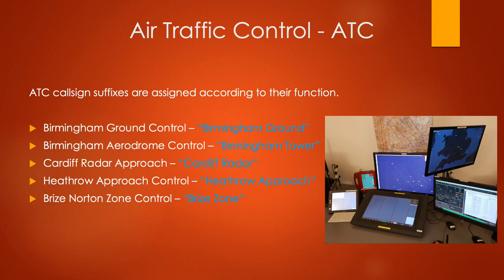So you can see for each ATC unit, there's a location, and then there's the station that's being provided, so whether it's ground, tower, radar, or one of the other radar services, or approach or zone.